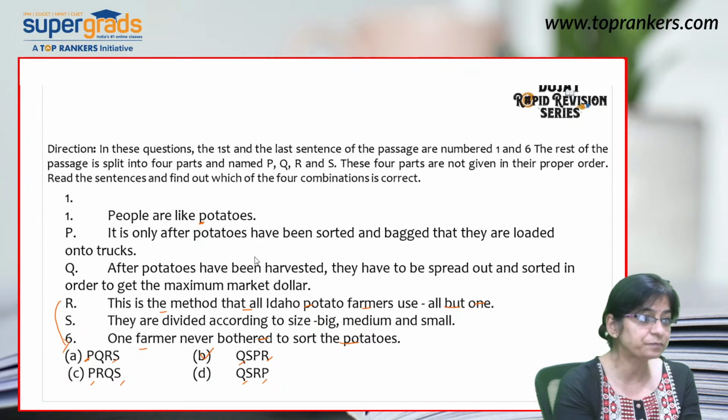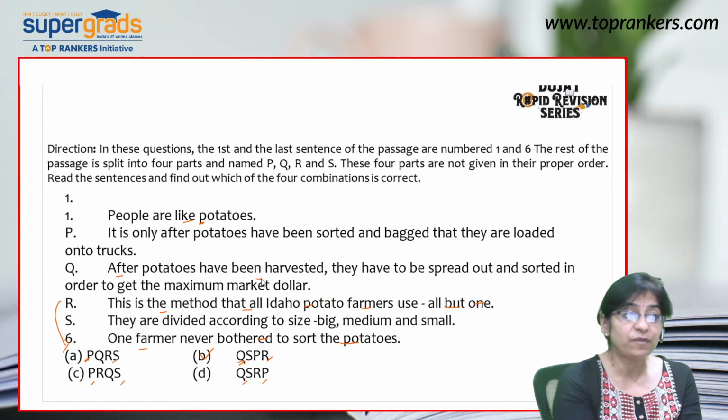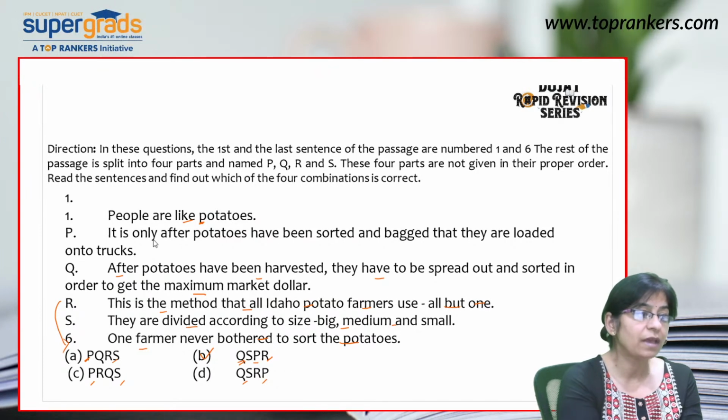So people are like potatoes. What if I put Q after this? After potatoes have been harvested, they have to be spread out and sorted to get the maximum dollar. And then what if I put S? They are divided according to big size, medium, and small. And then if I put P, it is only after they have been sorted. Well, these two do look mandatory.